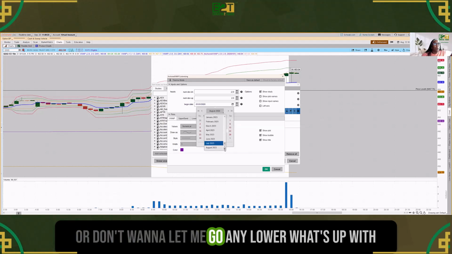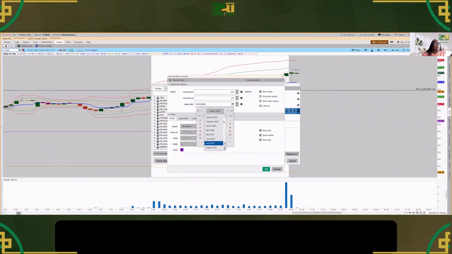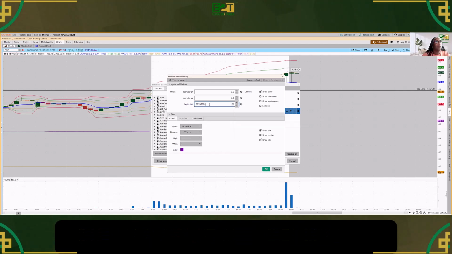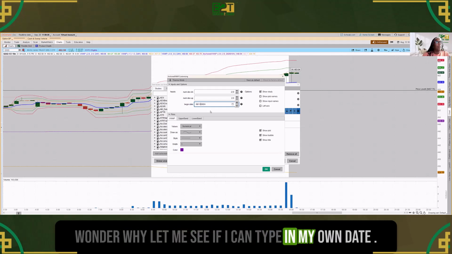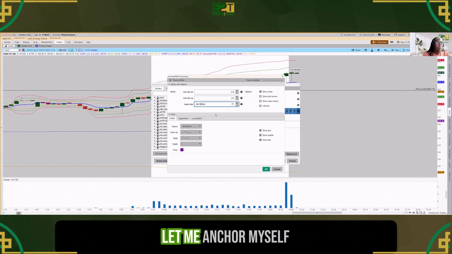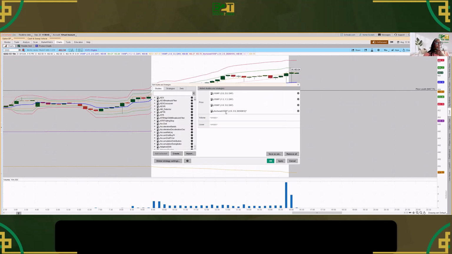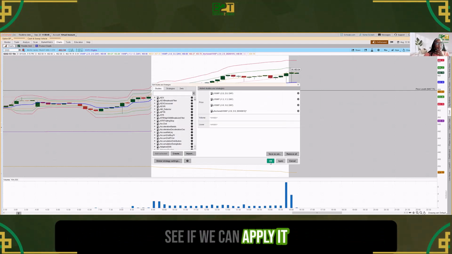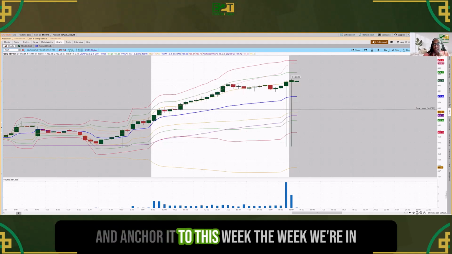Boy, it doesn't want to let me go any lower. What's up with that? I want you to anchor it way back. Why can't we get a 4 in here? I wonder why. Let me see if I can type in my own date. Let me anchor myself. Okay, so I anchored it to 8/12/24. Let me see if we can apply it and anchor it to this week, the week we're in.